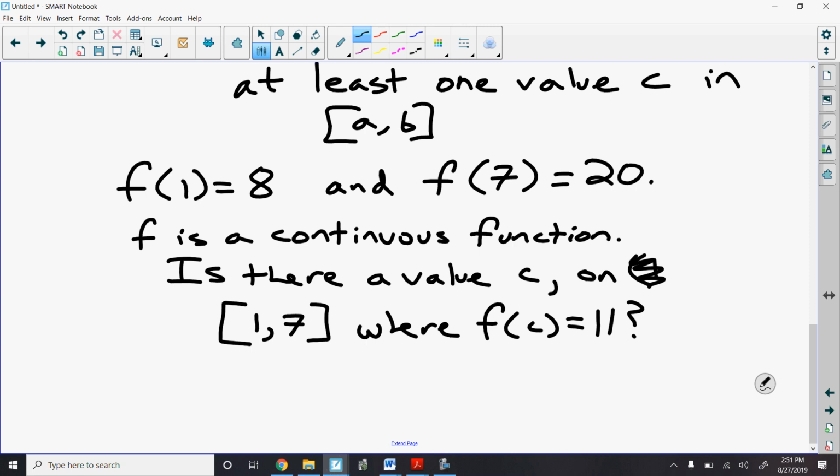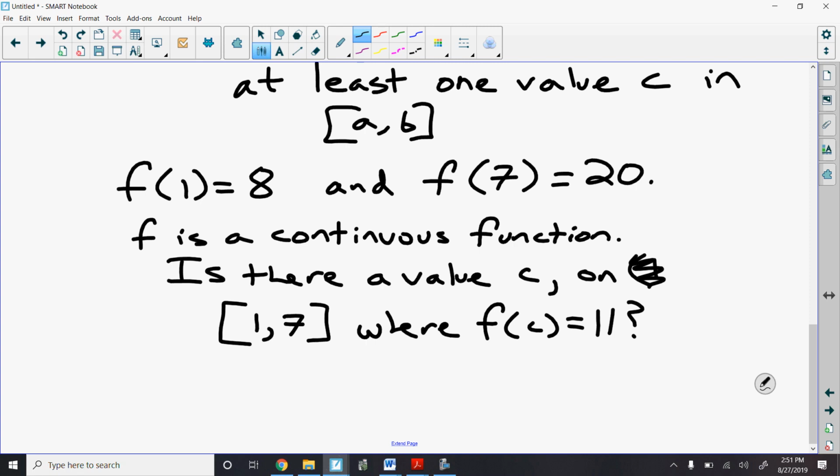So what do you think? Here's what we know about f. We know f of 1 is 8, right? When x is 1, y is 8. f of 7 is 20. When x is 7, y is 20. And we know that f is continuous. Is there a value c somewhere between 1 and 7 where f of c equals 11?